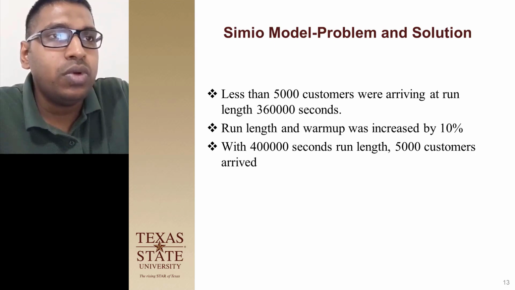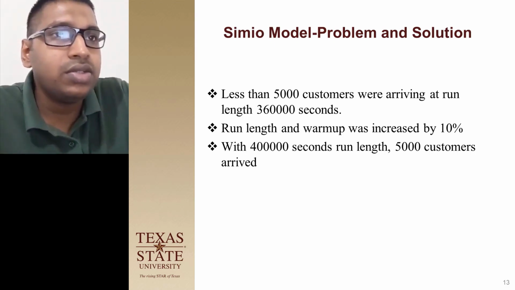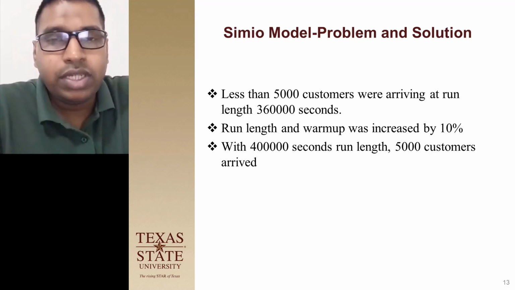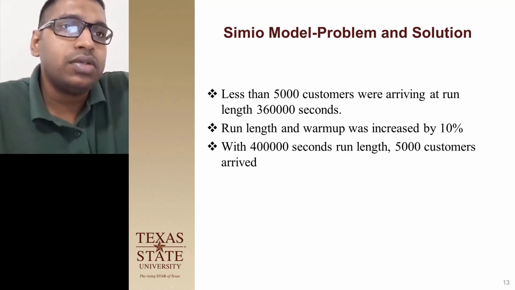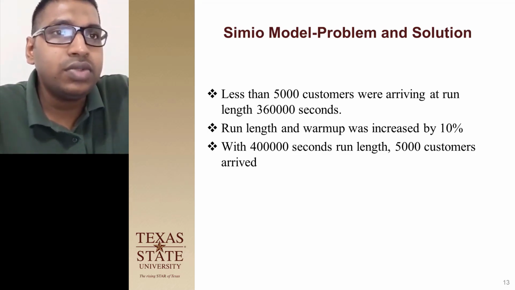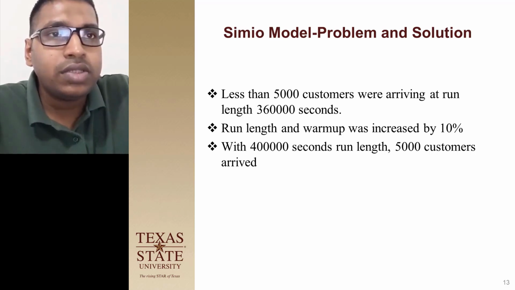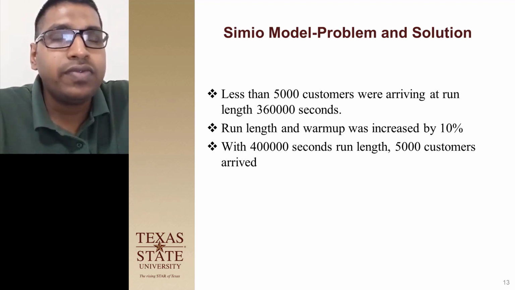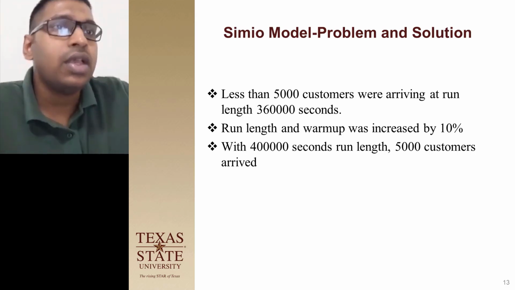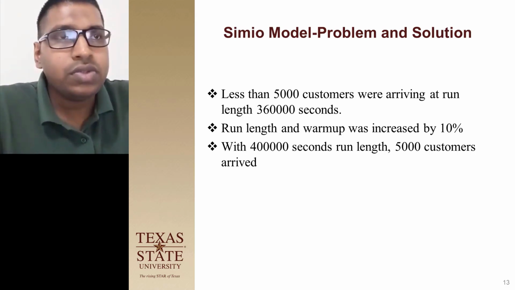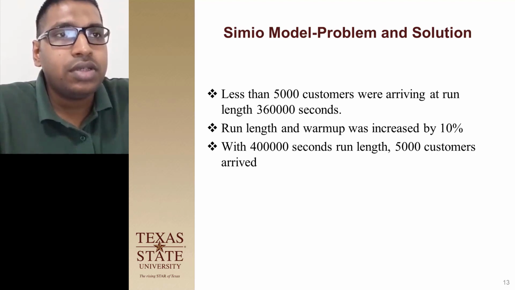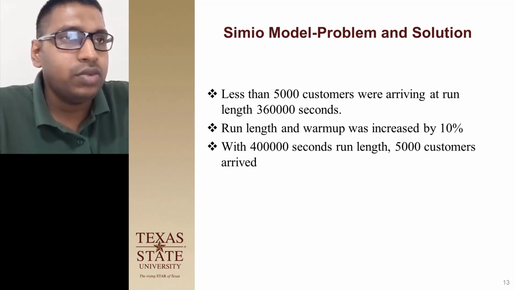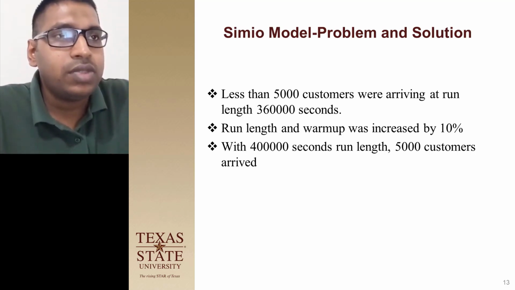So we thought about what could be done. We decided to increase both the run length and the warm-up length by 10%. After we increased it by 10%, the run length was 400,000 seconds, and we found that our desired 5,000 customers were arriving. We also had some small issues with the expressions. At first we gave the wrong expression, but we quickly figured it out, and there was no error finally.